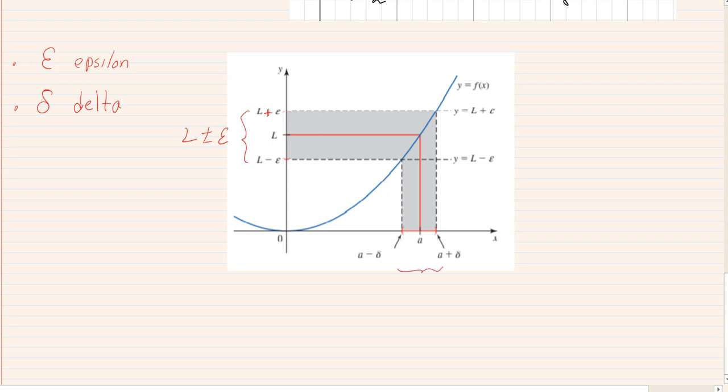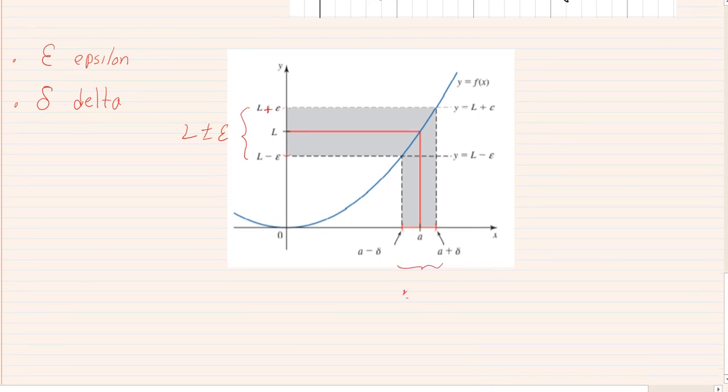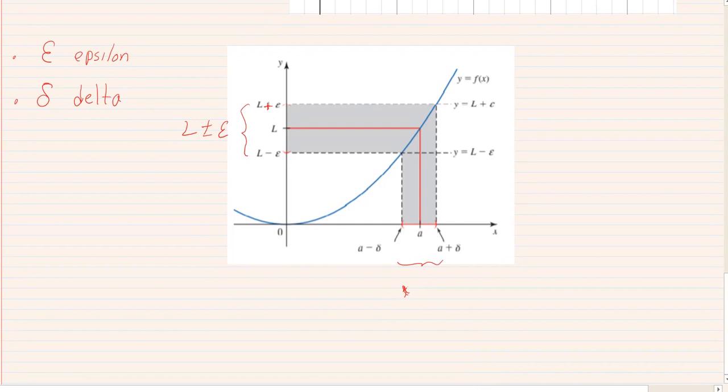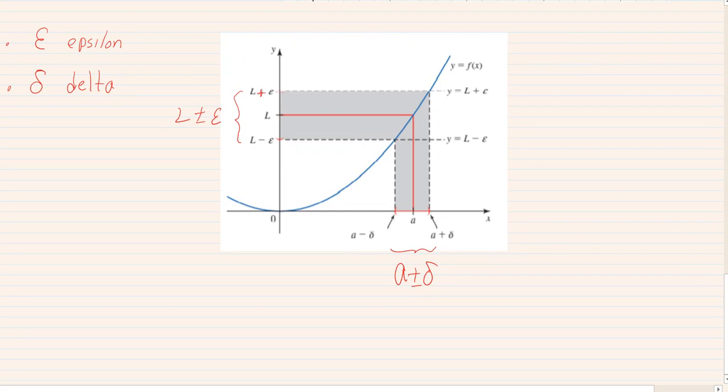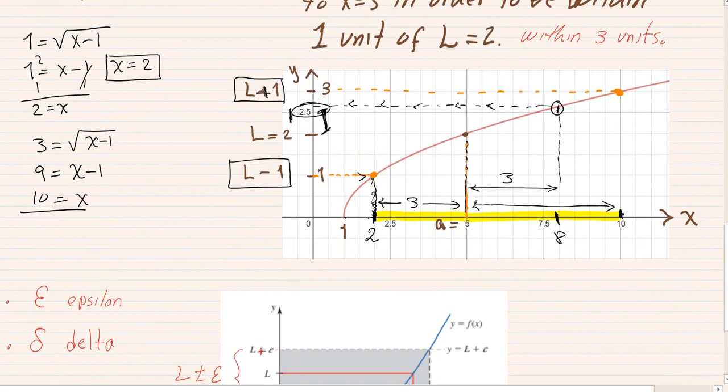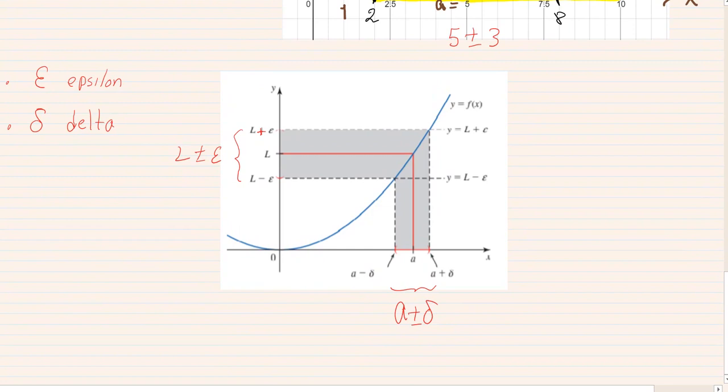So this interval is going to be, let me erase, a plus minus delta. And this is precisely what we just did. If you look at the example we did up here, we had L plus minus 1, and A was 5, and then we're going 5 plus minus 3. That's what A is. In general, we want to be within delta of A in order to be within epsilon of L.